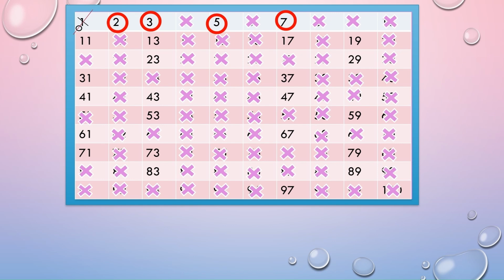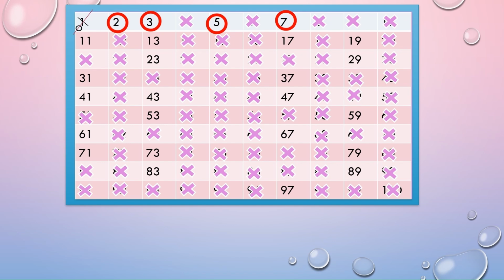Can you see we've crossed out all the numbers that are in the tables of 2, 3, 5 and 7. Whatever numbers are now left are the prime numbers. So this is the sieve of Eratosthenes, where we remove all numbers and what is left behind is only prime numbers. So let's see what the prime numbers are.